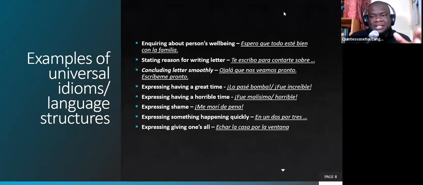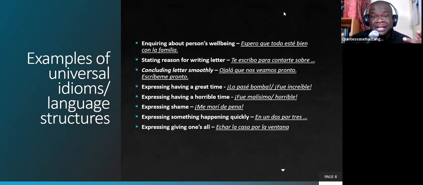You state this, you talk about this point, and then it's just adios, un abrazo, un beso. No. Ojalá que nos veamos pronto. I hope we see each other soon. Escríbeme pronto, write me soon. So there's ways to transition smoothly.